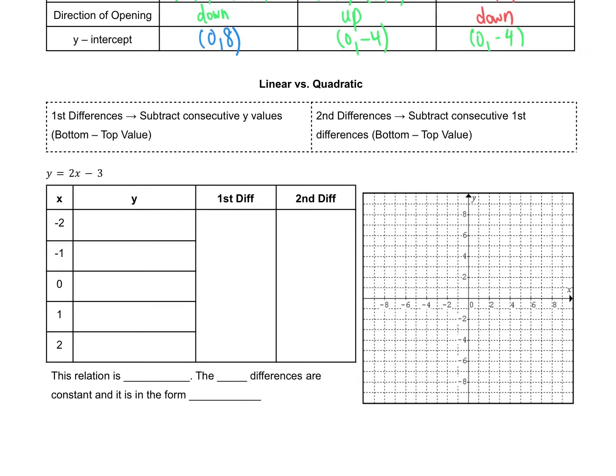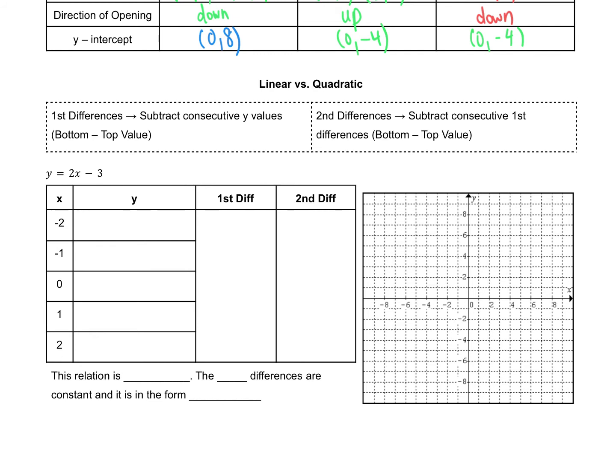Now, let's look at a few linear versus quadratic properties. When we were doing table of values for lines, we used first differences, where we subtracted the consecutive y values and we did bottom minus top each time. Sometimes you might see that your first differences aren't constant, so we can go to second differences, which are subtracting consecutive first differences. Again, bottom minus top. So we're going to do a line example and then move on to a quadratic example to see the difference and to see a visual difference as well when we look at our table of values.